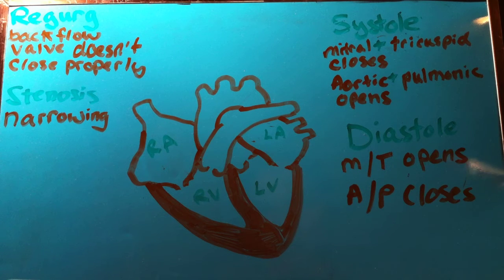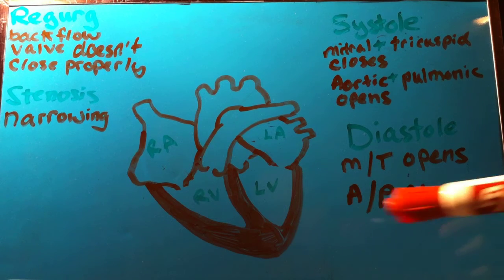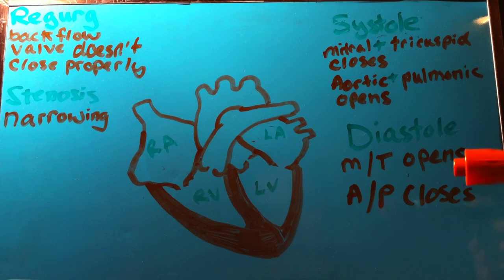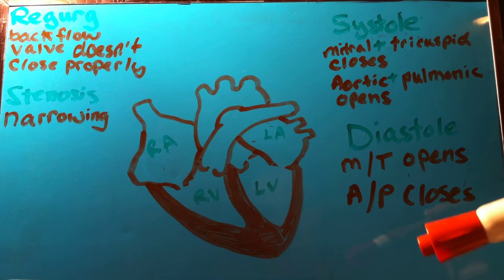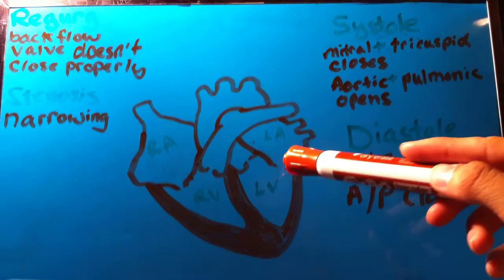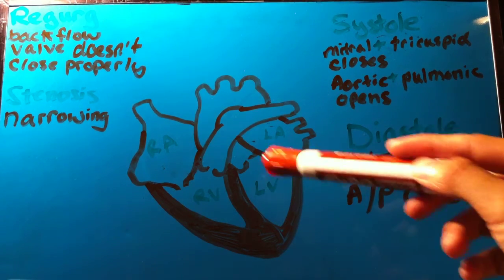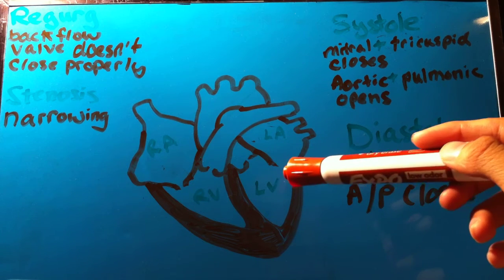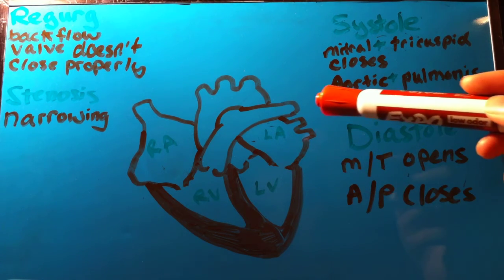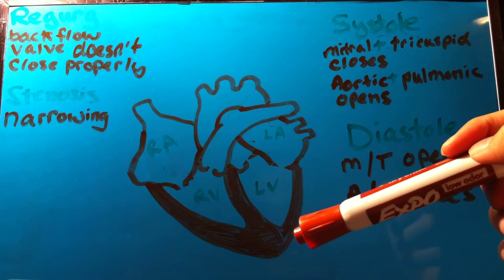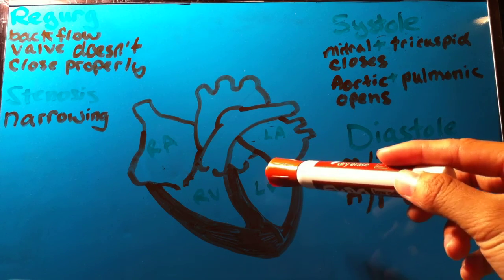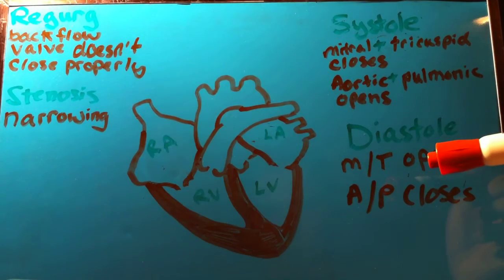Now, in order to understand regurgitation or stenosis, we're going to go through regurgitation first. Regurgitation is just a backflow in which the valve doesn't close properly, so blood just flows back. So during systole, when the mitral and the tricuspid valve closes and they don't close properly, then that is considered mitral or tricuspid regurgitation. And the blood flows back into the left or right atrium.